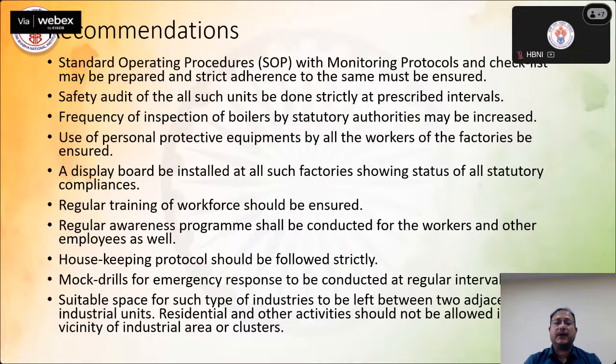Regular awareness programs shall be conducted for the workers and other employees as well. Housekeeping protocols should be strictly followed. Mock drills to be conducted at regular intervals, and suitable space between such types of industries to be left between two adjacent industry units. Residential and other activities should not be allowed in the vicinity of the industrial area cluster.